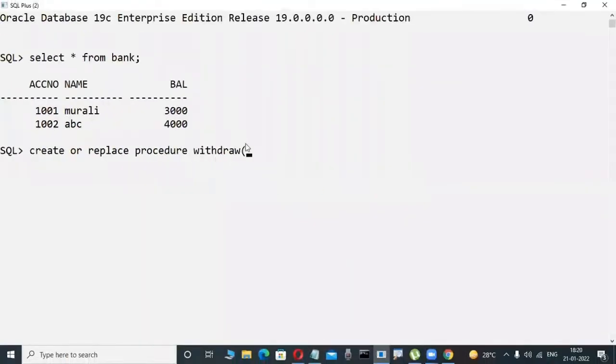Now here, create or replace procedure withdraw. Suppose here I'm passing an account number. Okay, fine. Account number I'm passing, and the amount also I'm passing, because I try to withdraw, like with an ATM card. Here I'm passing some amount. Okay, now some coding is there. I want to find out a balance. Whenever we insert an ATM card, we retrieve and check the balance.